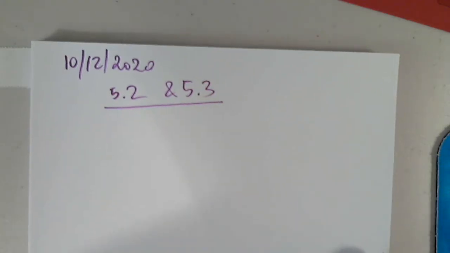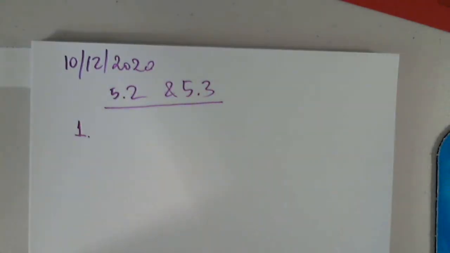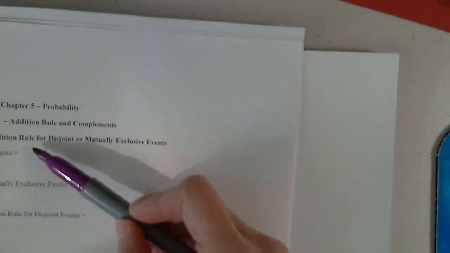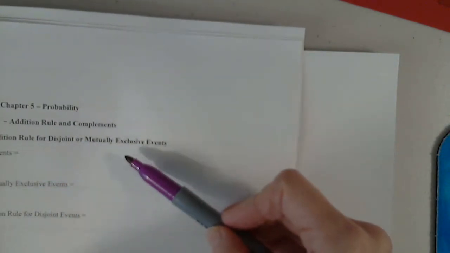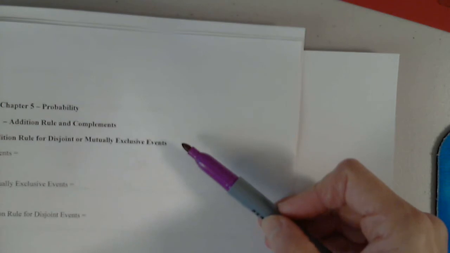And 5.3 today, and that will end probability. So number one, according to my summary here for you, is the addition rule for disjoint or mutually exclusive events.